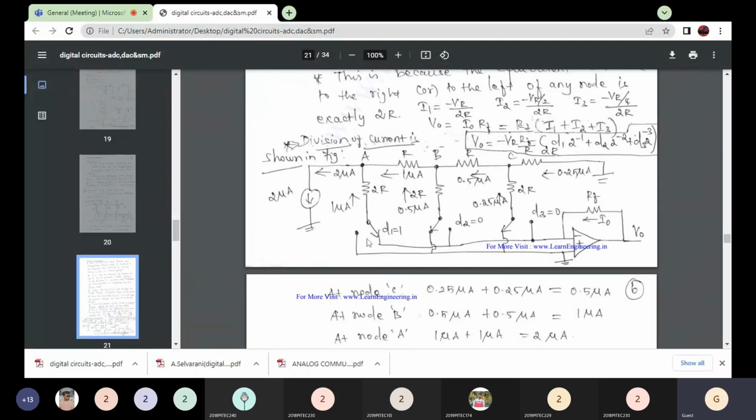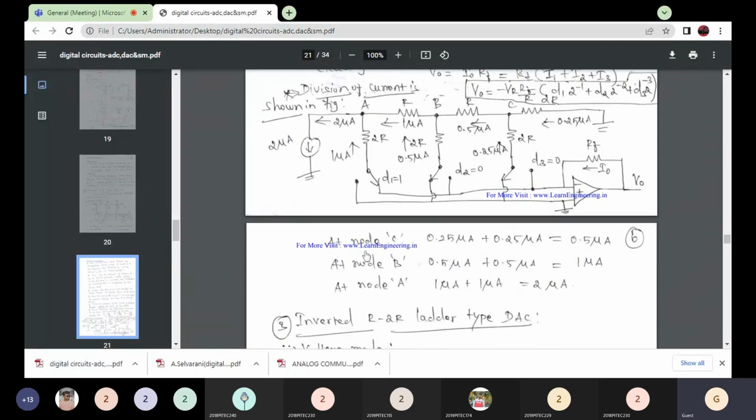Whatever the switch positions, right or left, it should be constant, so the currents are equally divided. The 2 microamps is divided into 1 microamp and 1 microamp. This 1 microamp is equally divided again into 0.5 microamp and 0.5 microamp. Then this 0.5 is divided into 0.25 and 0.25 microamp.